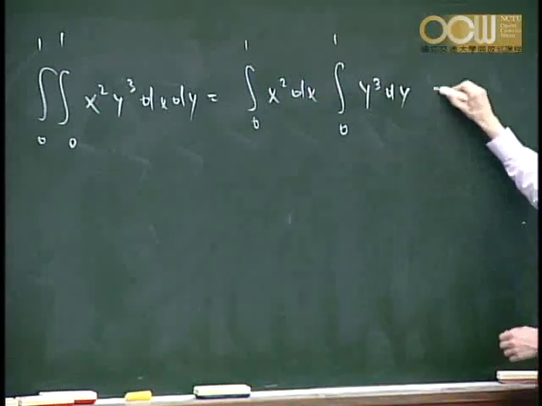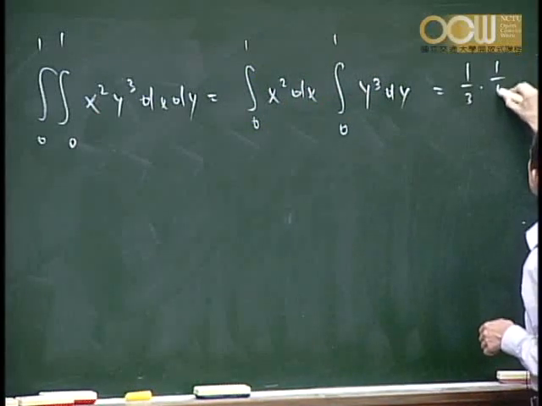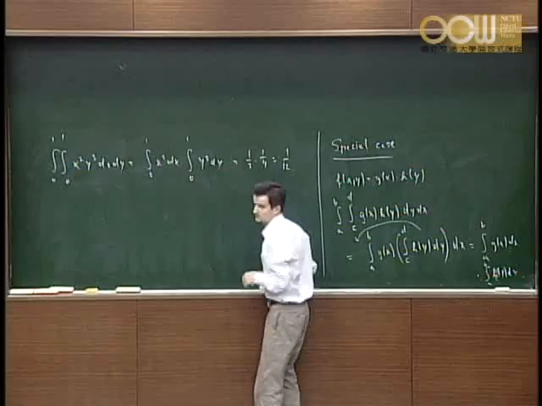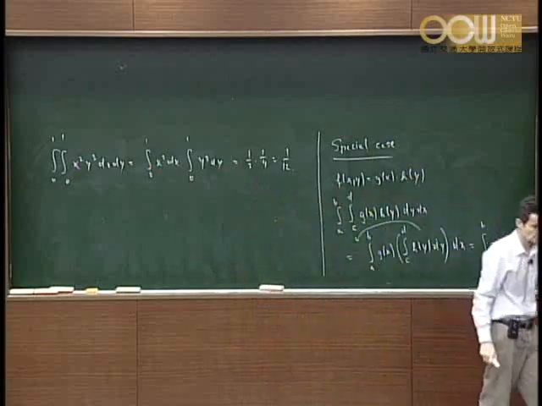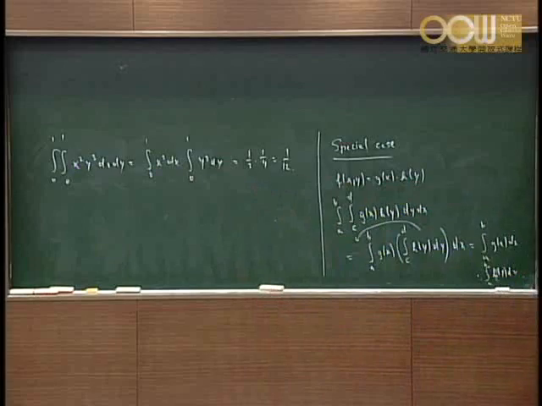Okay, which gives you 1 over 3 times 1 over 4, which is 1 over 12. Okay.